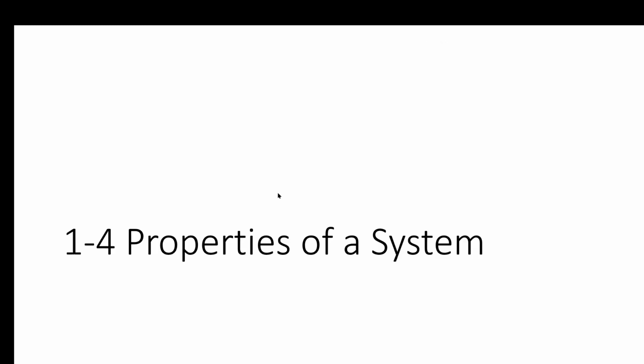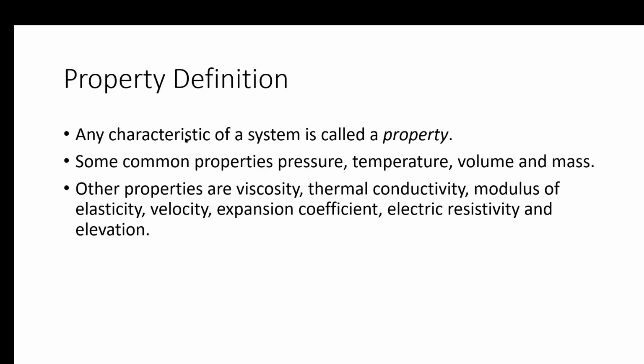Okay, properties of a system. A property is any characteristic of it: temperature, pressure, volume, mass, weight. There are other properties too, such as electrical resistivity, expansion, and velocity. These are all properties of a system, just characteristics or things that define the physical system.